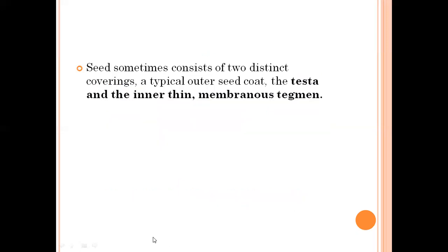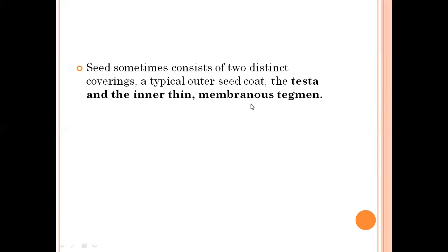Now next, a seed sometimes consists of two distinct coverings: a typical outer seed coat, the testa, and the inner thin membranous tegmen. You have seen that in an anatropous ovule there are two layers, the outer integument and the inner integument. The outer integument is converted into testa, while the inner integument will convert into tegmen. So testa is the outer covering of the seed which is thick, and below that there is the inner covering which is membranous or papery or somewhat thin.